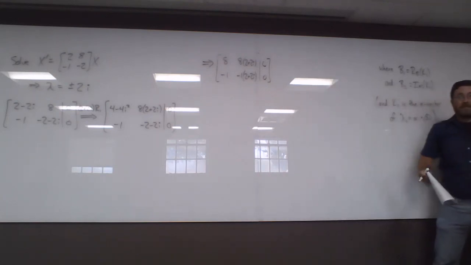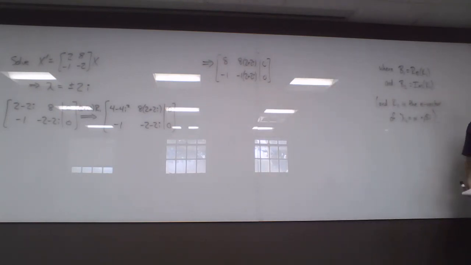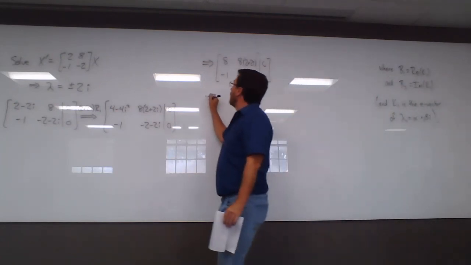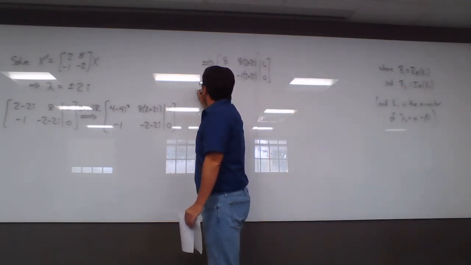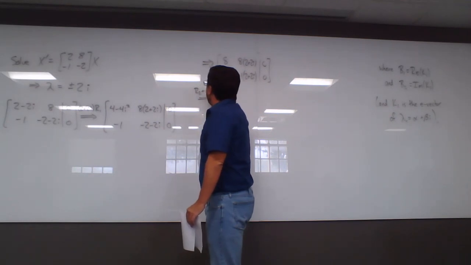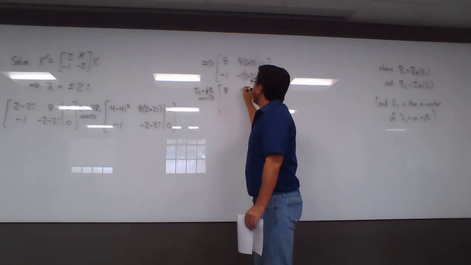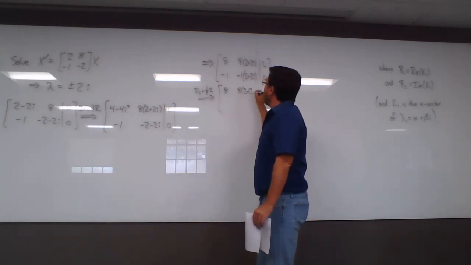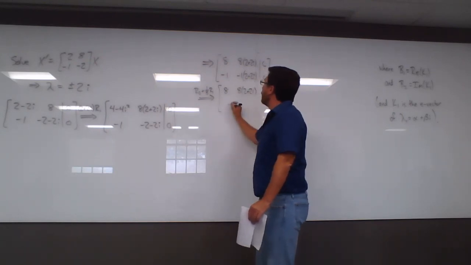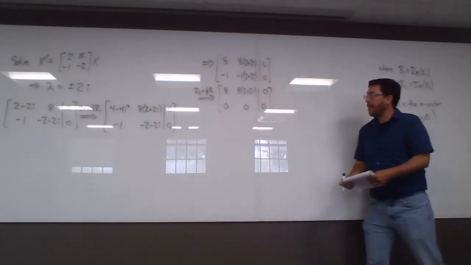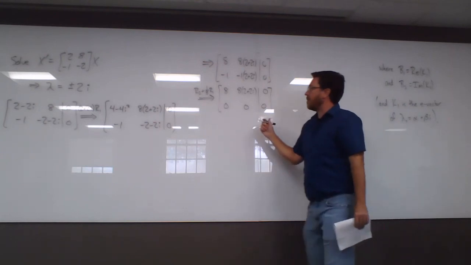Factor it that way, and that is very helpful because then obviously my row operation is just R2 plus 1/8th R1. So I have 8, and then 8 times 2 plus 2i on the top, and a 0, and then zeros on the bottom as before. And we go ahead and divide by 8, just to make this easier.